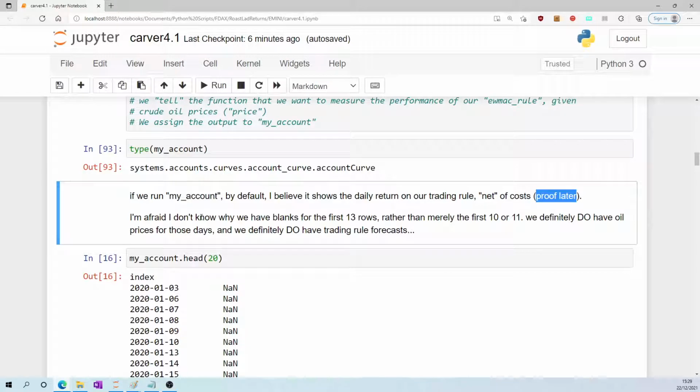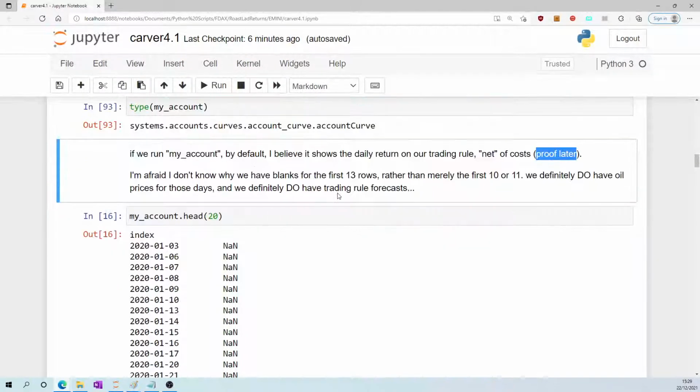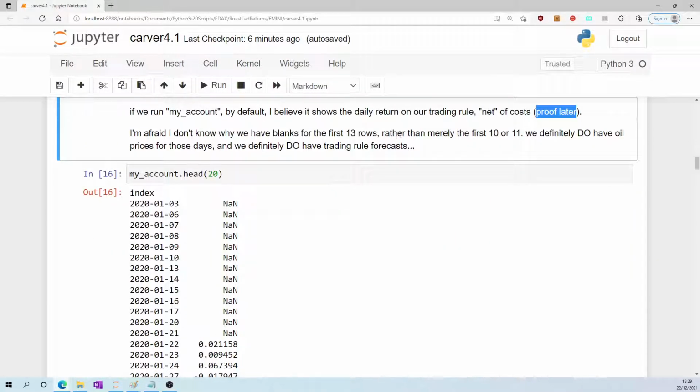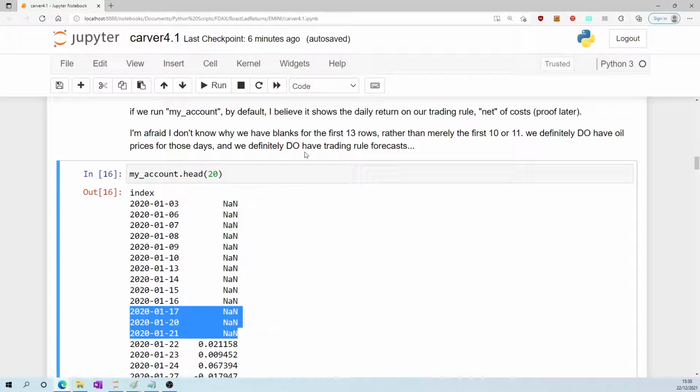I'm afraid I don't know why we have blanks for the first 13 rows rather than just the first 10 or 11 rows, because I know for a fact we do have oil prices for these days here, and I know we do have trading rule forecasts for these days here, so it's curious that myAccount has not generated any assessment of the trading rule's performance in these days.